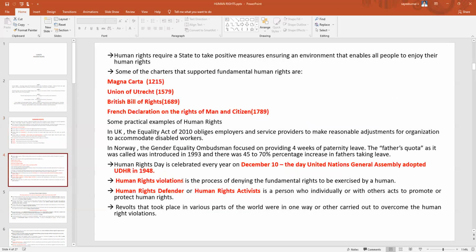Human rights require a state to take positive measures to ensure an environment that enables all the people to enjoy their human rights. Some of the charters that supported fundamental human rights are the Magna Carta, the British Bill of Rights, and the French Declaration on the Rights of Man and Citizens.